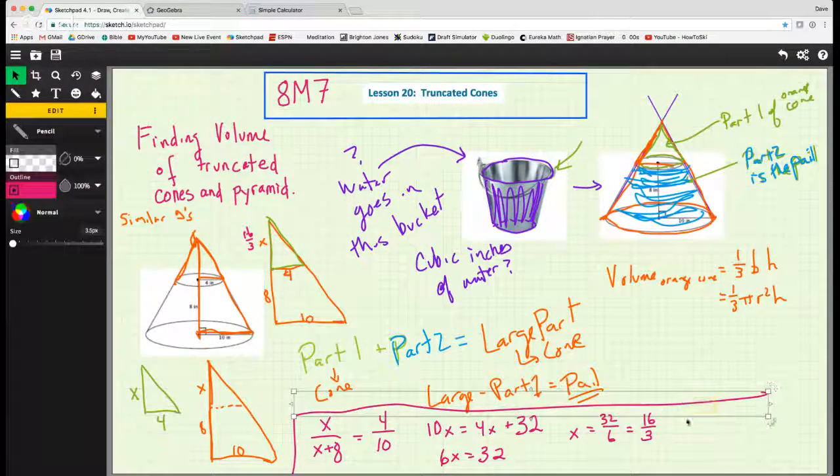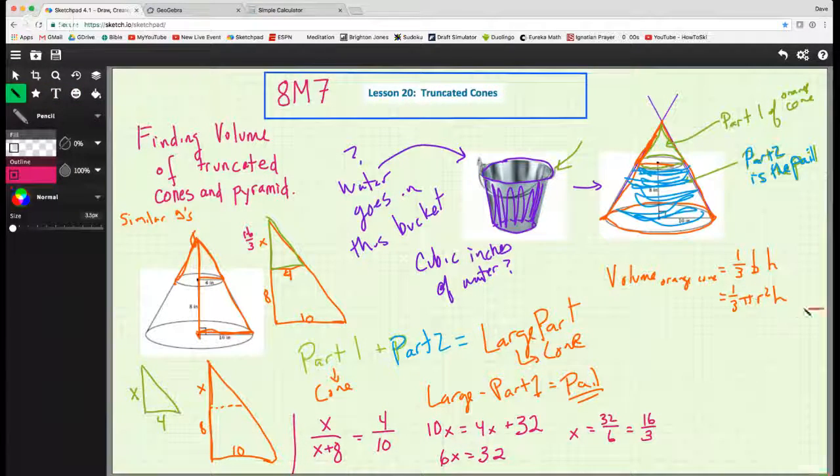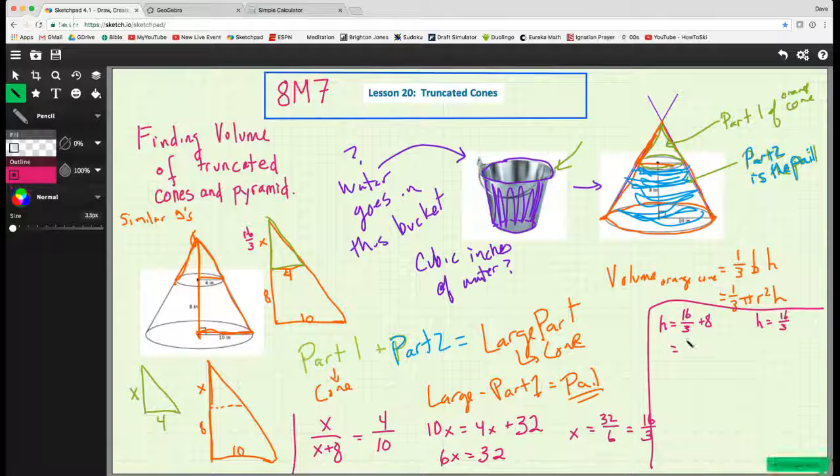Okay, let me just get rid of this line here for a second, and we'll do our math right down in this little box here. So the big cone has a height of 16 thirds plus 8, and the little one has a height of just 16 thirds. So if we find the volume of the large cone and subtract the small cone, we're going to get the volume of the pail. So 16 thirds plus 8 is equal to 40 thirds, because this is 24 thirds. So that's 40 thirds.